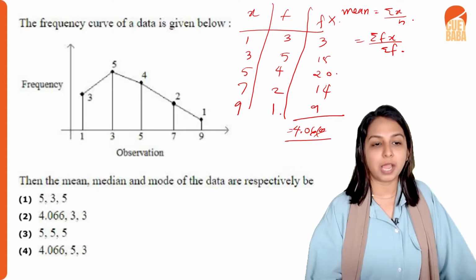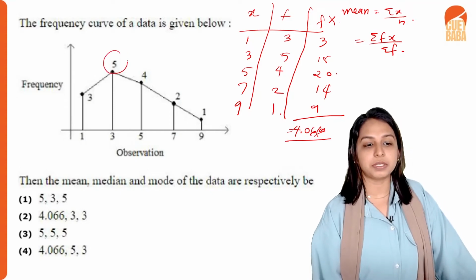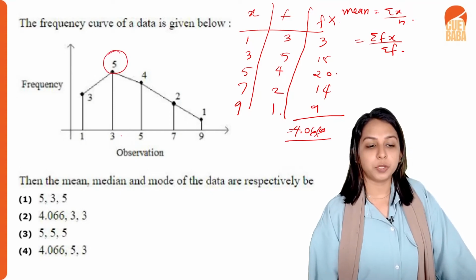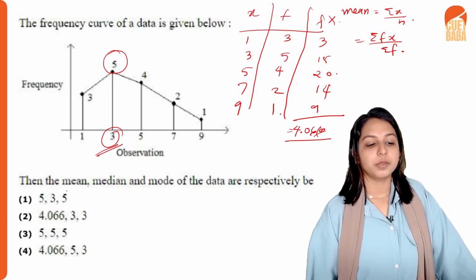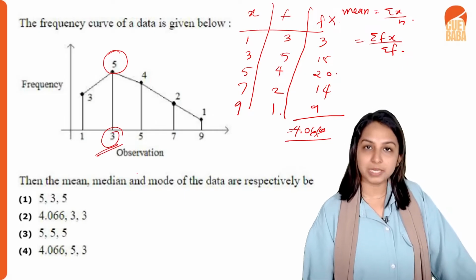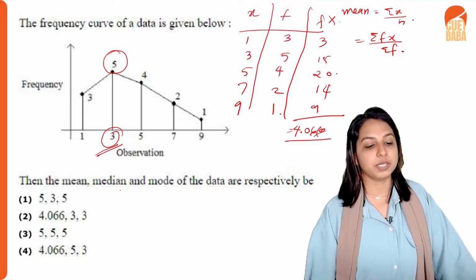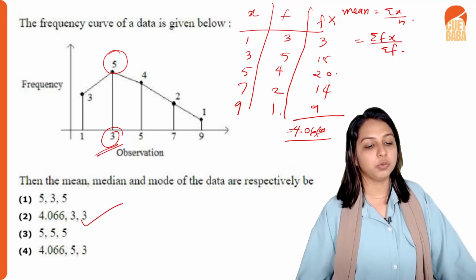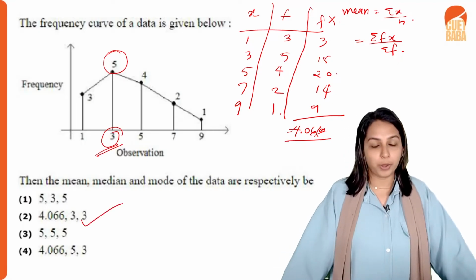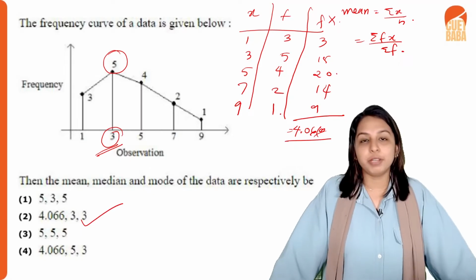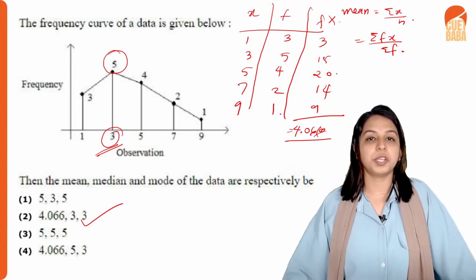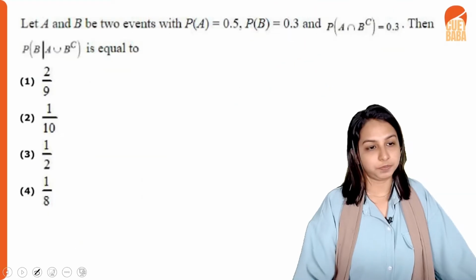Mode we can see directly from the graph: the highest frequency is 5, so the corresponding observation will be the mode, that is 3. Similarly we can find the median using the equation, and the answer will be option 2. That is, mean will be 4.066, median will be 3 and mode will be 3. So option number 2 is the right answer.